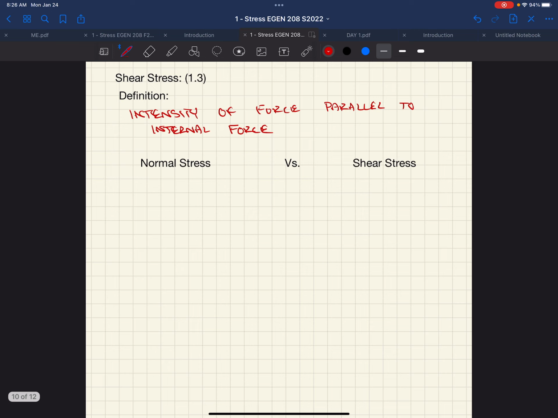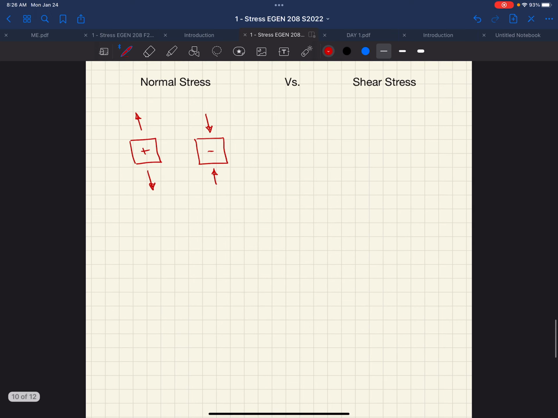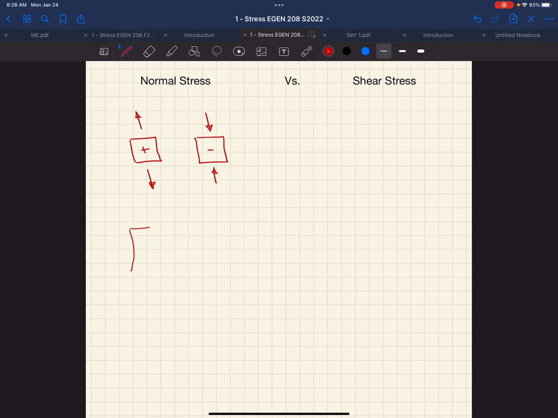Okay. Intensity of the force parallel to the internal force. So with normal stress, if we look back at our sign convention, we had 2 blocks. We would have positive normal stress if our force or stress was acting away from the surface, and negative if our force or stress was acting towards the surface. If we looked at these 2 little blocks and we were pulling on them, we're going to stretch them, deform them. This block would look something like this eventually, where it actually gets a little bit thinner.